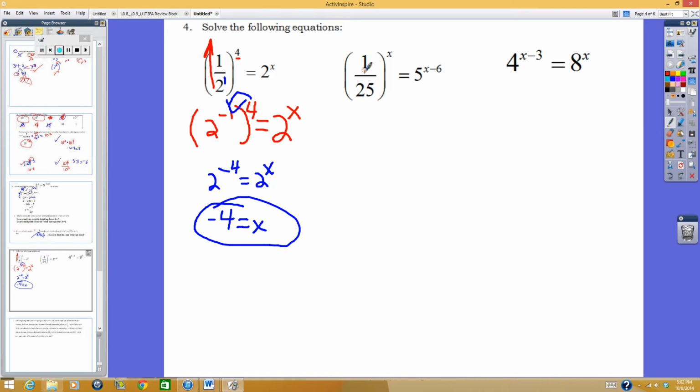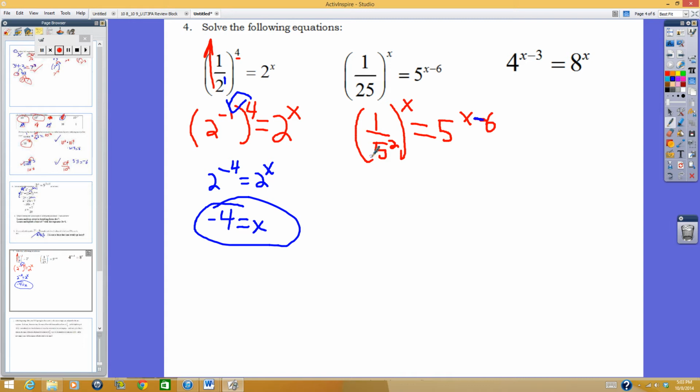So, I've got 1 over 25, all that to the x power equals 5 to the x minus 6. 5 is clearly the smaller number. That is what my base is going to be. If you like breaking this down, you could do that. But I really expect you guys at this point in time to know that this is the same thing as 1 over 5 to the second power, right? All to the x equals 5 to the x minus 6. Okay? That's minus 6, by the way.